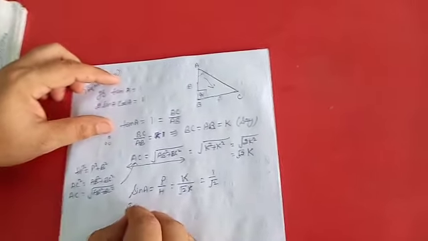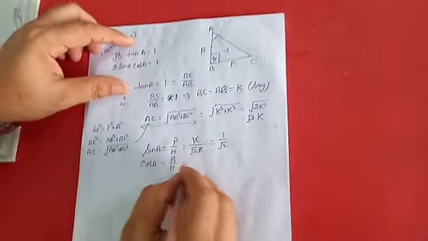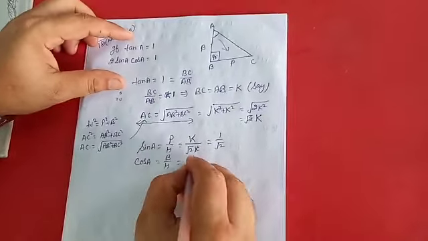This is cos of A, base by hypotenuse. What's your base? K. What's your hypotenuse? Under root 2 k. K cancels k, it is 1 by root 2.